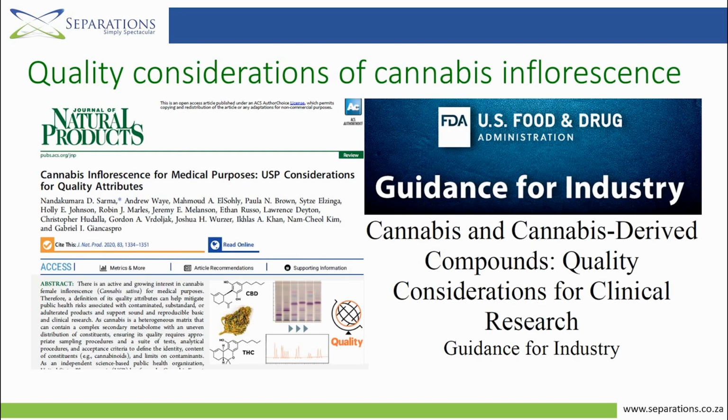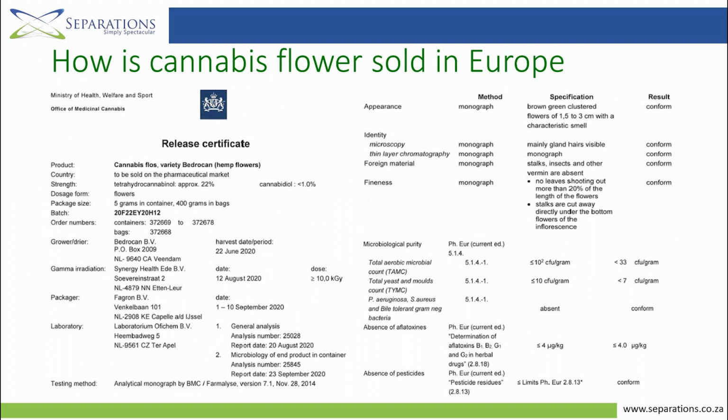So today's talk has really been inspired by two publications. The first being from the Journal of Natural Products on the topic of cannabis inflorescence for medical purposes using the US Pharmacopeia considerations for quality attributes. If you haven't read this article as yet, I highly encourage you to download it, read it. It's extremely useful, and it's been followed up by additional guidance from the FDA on cannabis and cannabis-derived compounds, quality considerations for clinical research. And after reviewing these articles, I'd really like to just get into some of the material and review it. So, for me, how is cannabis flower currently sold in Europe?